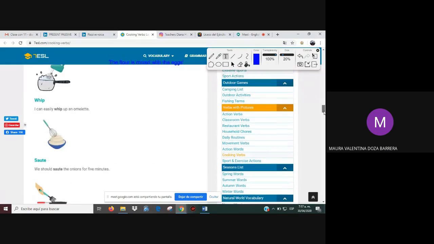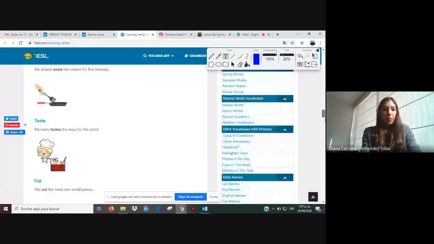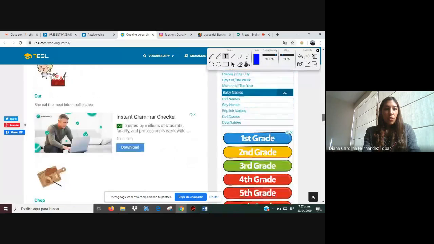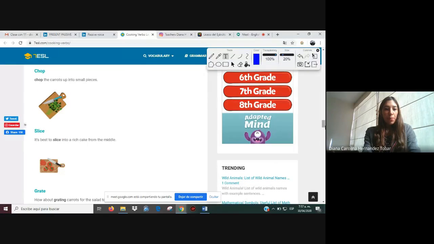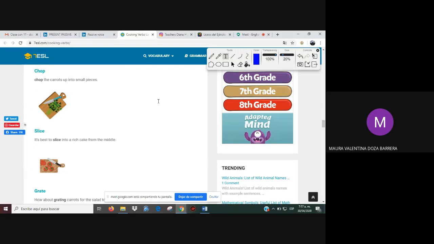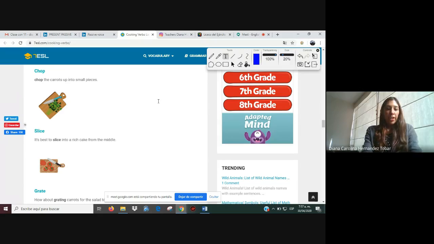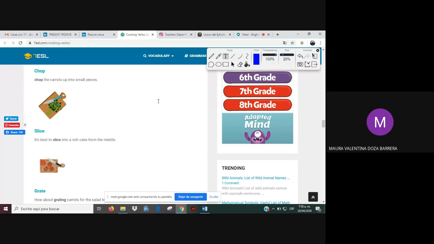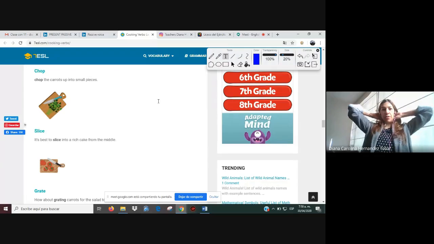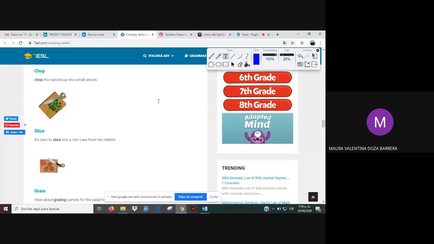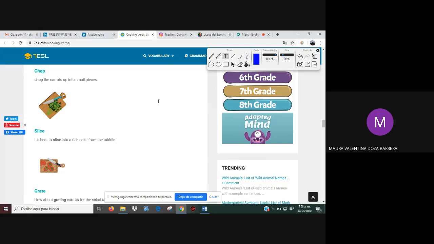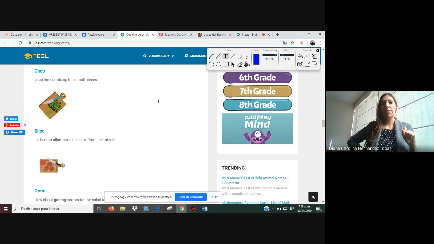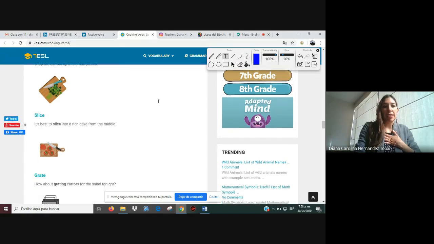Yes, teacher. We have here, you can use, okay, these ones, chop or slice. Chop. Okay, go ahead. The carrots, yes, are chopped into small pieces. Yeah, into small pieces, okay. Okay, great, thank you. Excellent.